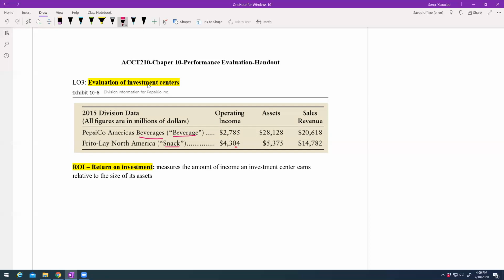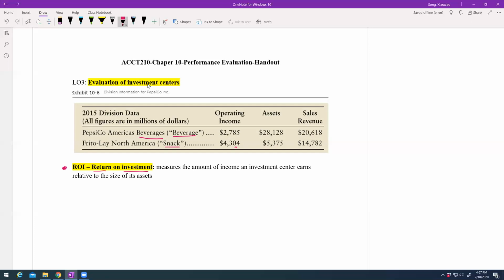We first want to use one thing called return on investment, ROI. Very important, very common in our accounting field. It's basically your return divided by your investment. So why can we not just look at the income? Because it's not right to compare orange with apple. They have different assets. The beverage is definitely much bigger than the snack, and even the sales revenue is higher. So you cannot just look at the absolute number.